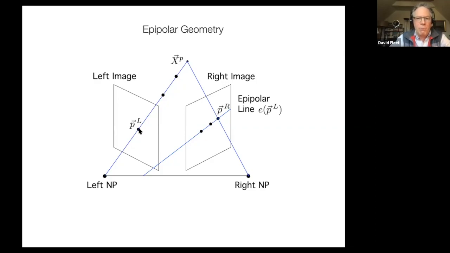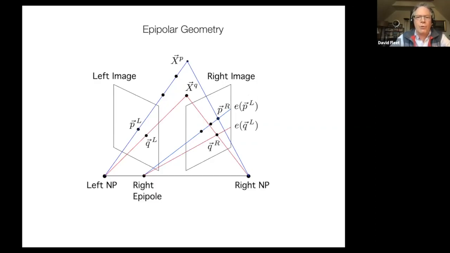Now, if I take a different point in the world, let's call it XQ, this XQ projects to a different point in the left image and a point in the right image. And given this point in the left image, I now get a new epipolar line. And it turns out that what you can prove, it's not hard to prove this, is that for any point in the left image, there exists an epipolar line in the right image, and all those epipolar lines converge at a single point called the right epipole.